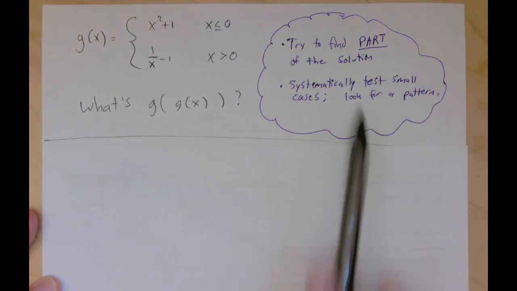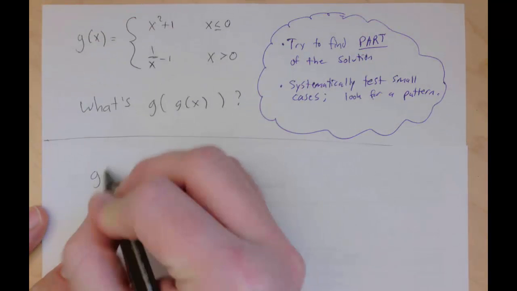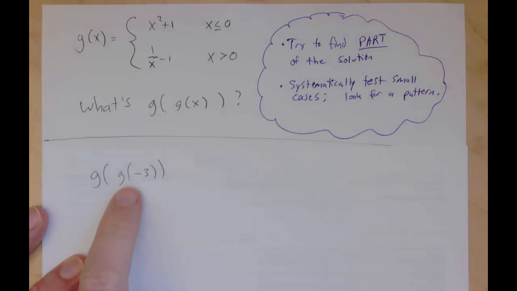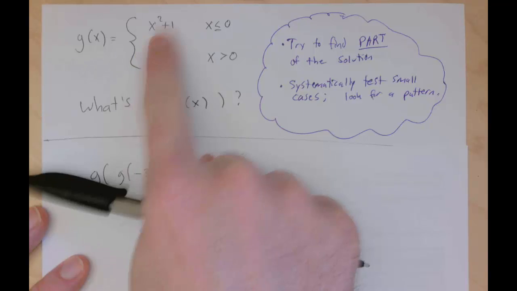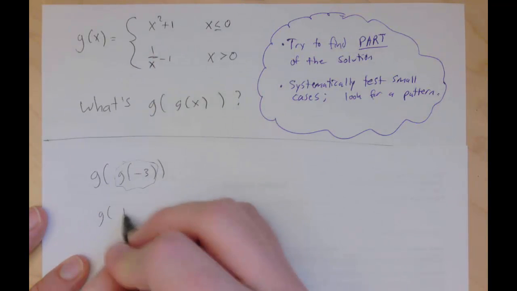So let's start by systematically testing small cases. Let's just choose a number. Let's say g of -3. What's that? All right, so g of -3 looks like it's 9 plus 1, which is 10. So that's going to give us g of 10.